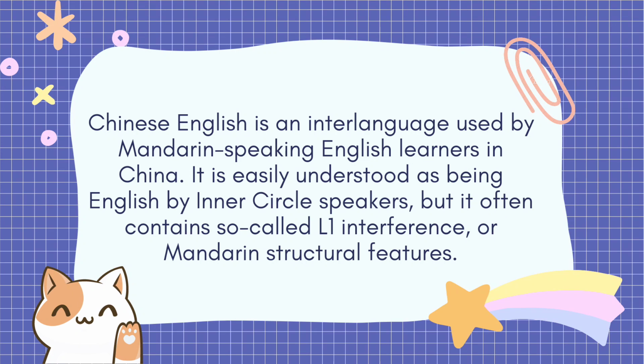It is easily understood as being English by inner circle speakers, but it often contains so-called language one interference or Mandarin structural features. The term China English has by now been well defined by linguists over the past 20 years. One of the most quoted writers on this particular topic is Li Wenjong, whose definition has been used by dozens of succeeding researchers.